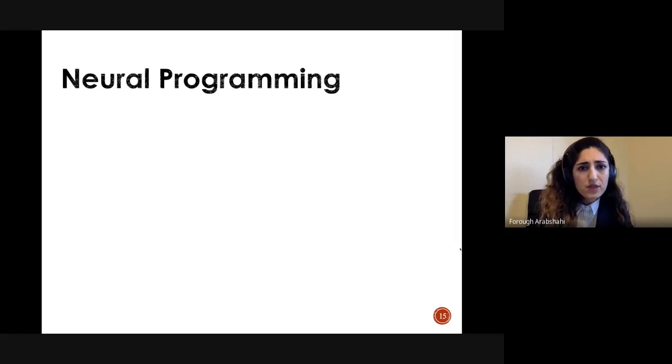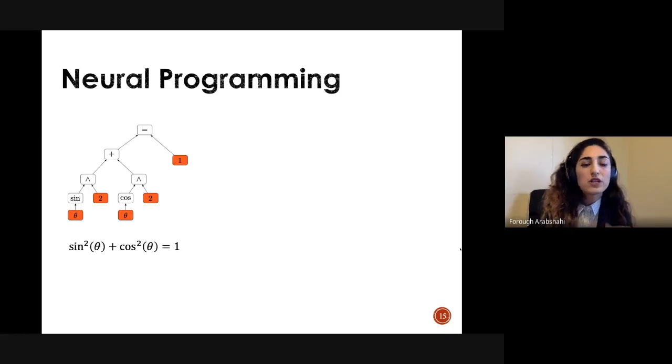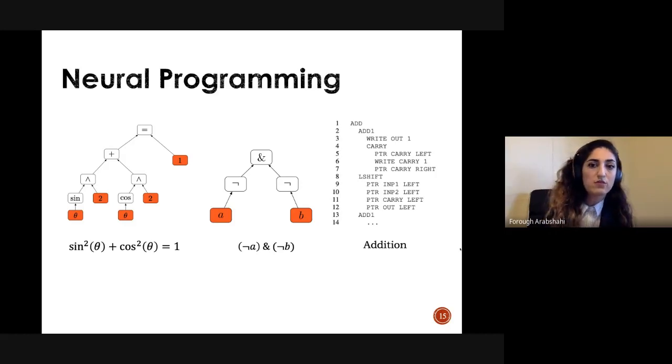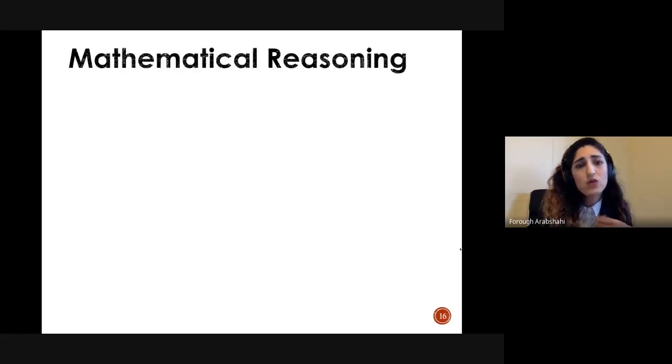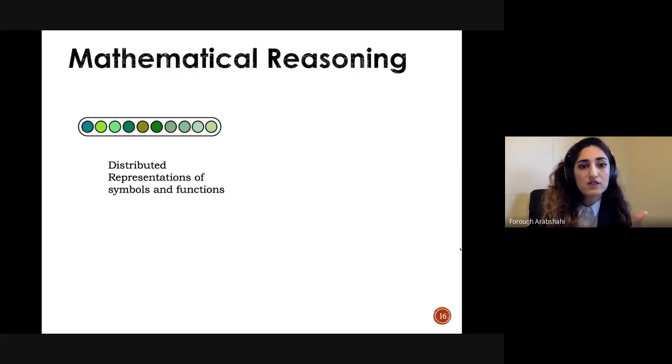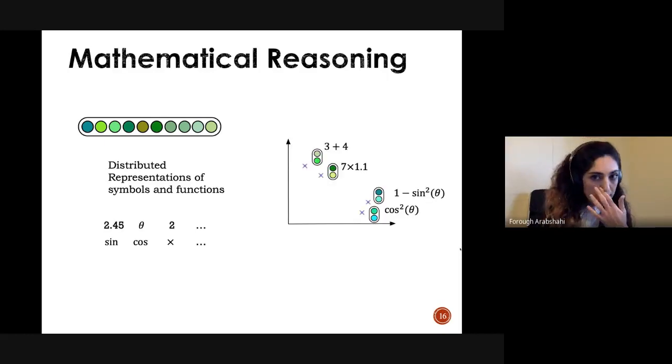And in this part, I focus on a problem called neural programming, where we use neural networks for modeling different functions, be it from the mathematics domain, for example, power, sine, cosine, or from the logic domain, like and or, or even from the computer programming domain, like this implementation of the addition function. And the goal of mathematical reasoning is to learn distributed representations for different functions like sine and cosine, and different symbols like theta and numbers like 2.45. And the point about these representations is that expression similarity would map to vector similarity in the vector space, as you can see in this figure on the right-hand side.